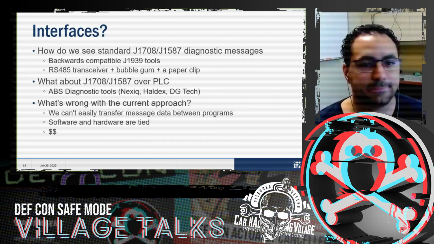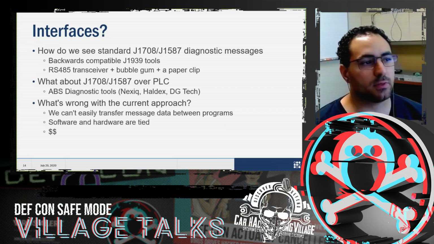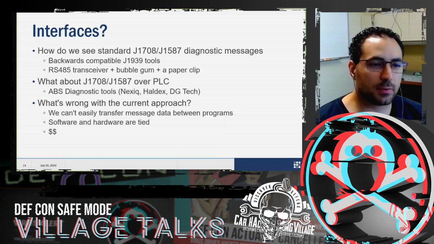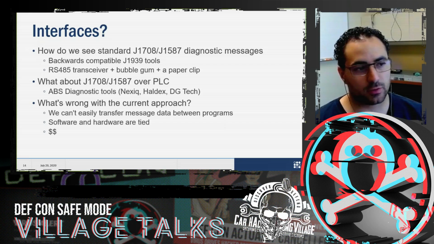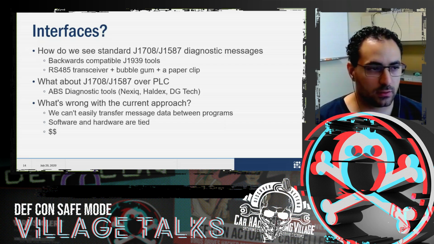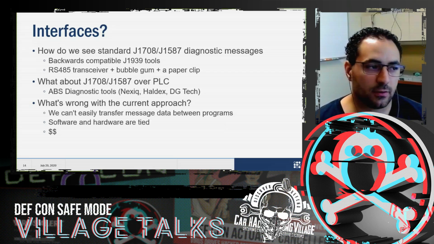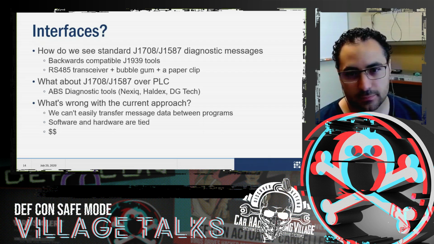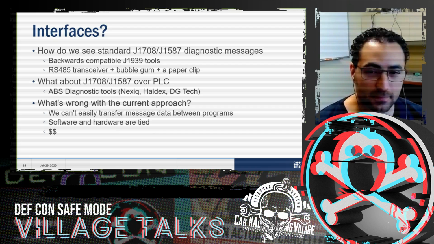Okay, so the question comes up now, how do we look at these messages? There's a couple of options. We can use tools that were developed for J1939 and are backward compatible with the other two protocols we mentioned. Or we can get our hands on an RS-485 transceiver, some bubble gum, a paper clip, maybe a tinfoil hat, and see what we can hack up.